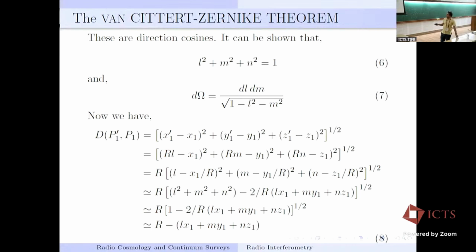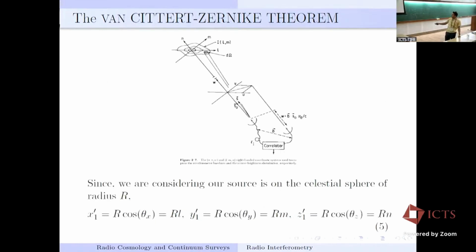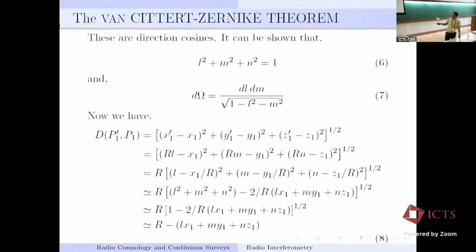Now this x1 prime, we have just said, from this center, is R into L. You see, R into L. This is R into M. This is R into N. So I can replace x1 prime, y1 prime, z1 prime with R into L, R into M, R into N. Correct? So effectively, I am representing these distances in terms of theta and R. That is the transformation I am doing. Not doing anything very fancy.